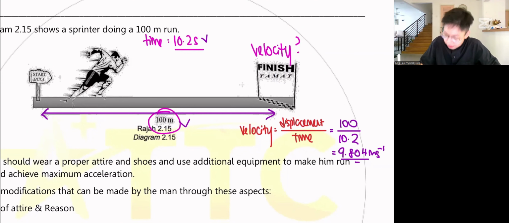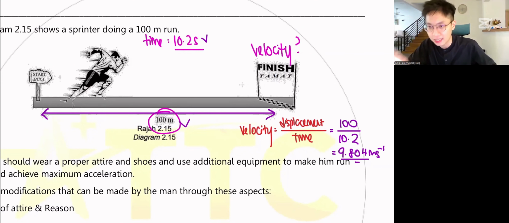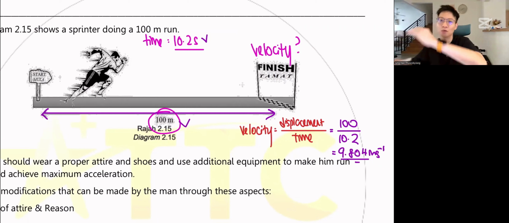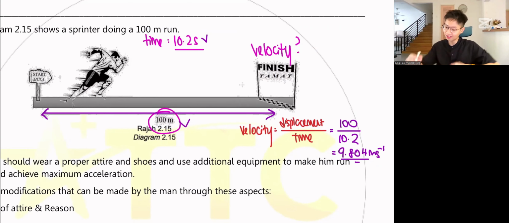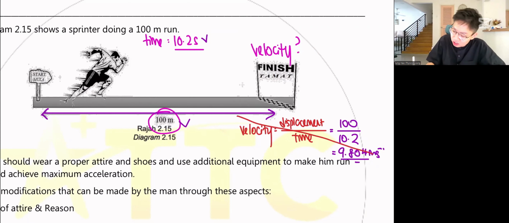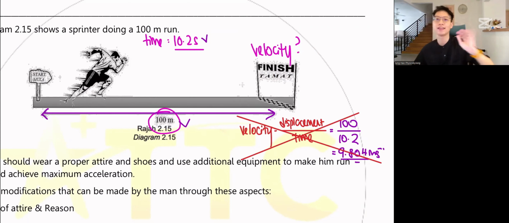However, is this method acceptable or not? Can you guys tell me? Is this method acceptable? Yes or no? Hao Zhe says yes, this method is acceptable. Xing Long says no. Xu says yes. Chop Yan says yes, yes, yes. Okay, guys, for people who don't know, this answer is not acceptable. It is not acceptable.